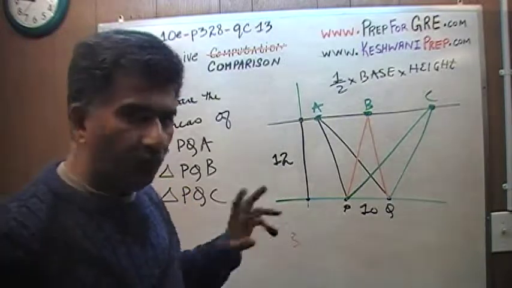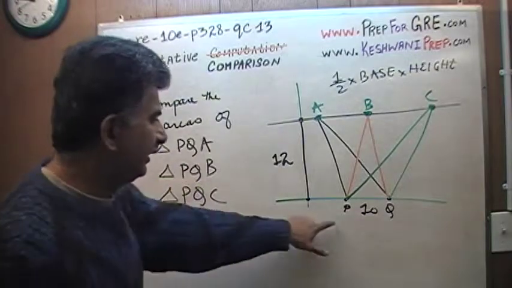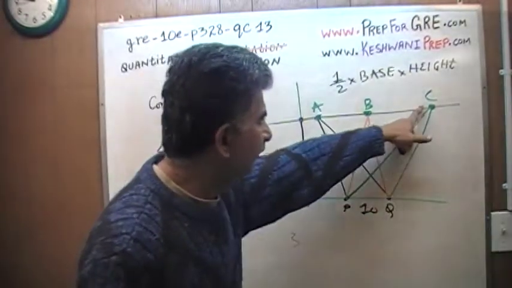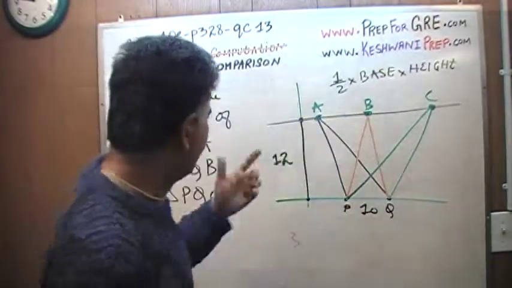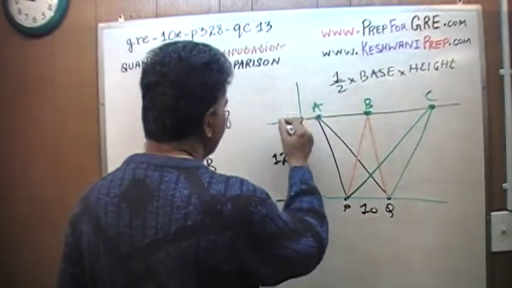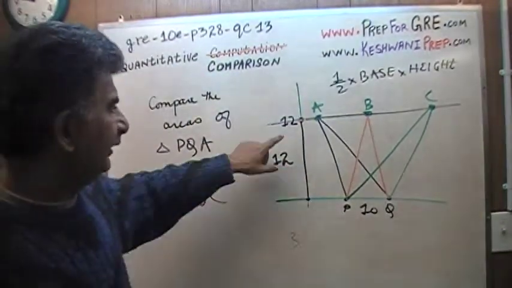And in this case, all three of our triangles, triangle PQA, triangle PQB, and triangle PQC, have the same height. All of them end here. This is the height of 12. They all have the same height. You didn't need to know the 12 part.